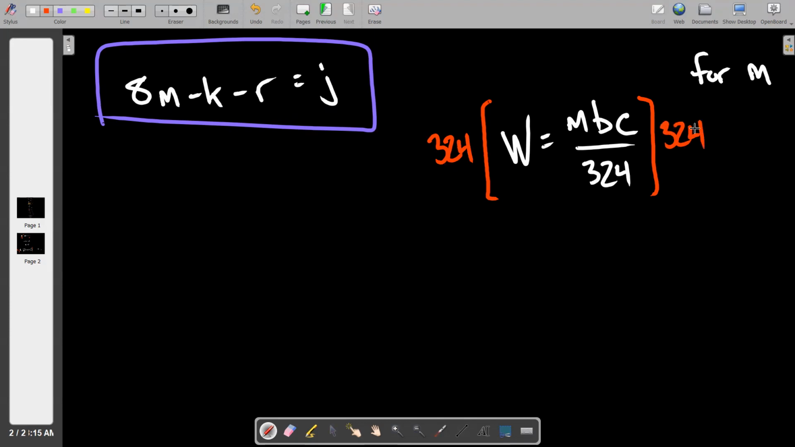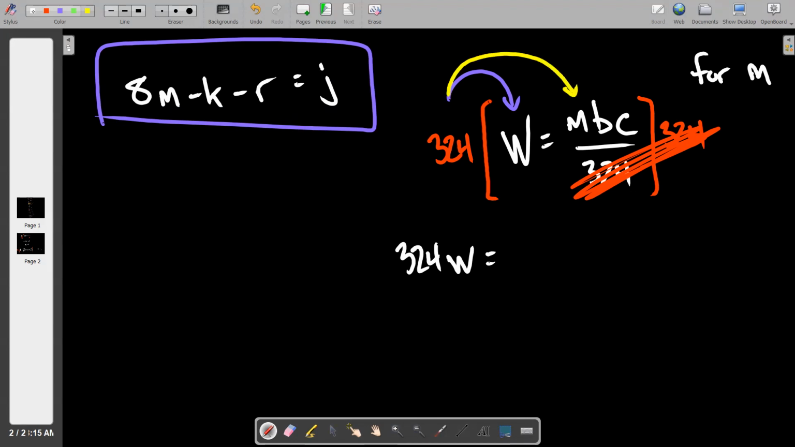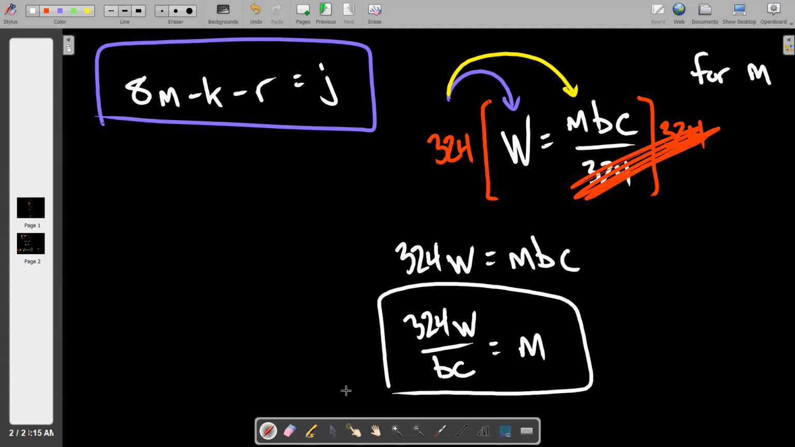Because what that does, of course, over here is it takes the 324s and knocks them out. What do we wind up with over here on the left? And what do we wind up with over here on the right? And at this point in time, you can solve for whatever you want. If we're solving for m, who do we have to get rid of? Yeah, so we just wind up with m equals 324 w's divided by bc. Done, right? So there are two literal equations. That's what they look like. So if you have any questions on either of those formats, make sure you let me know.